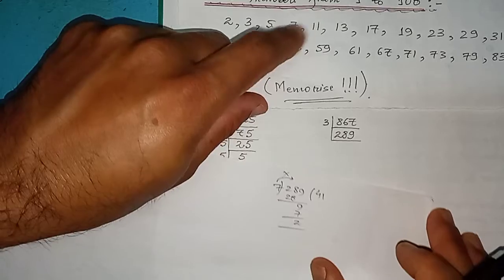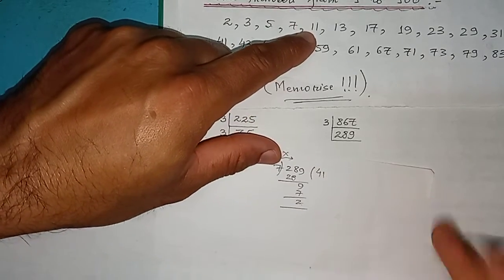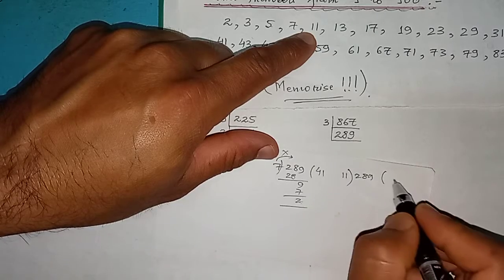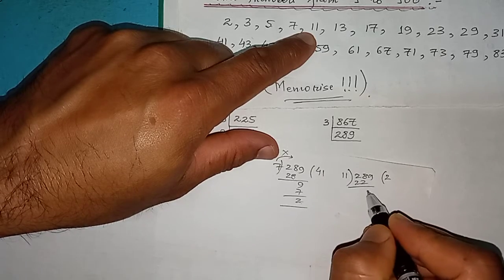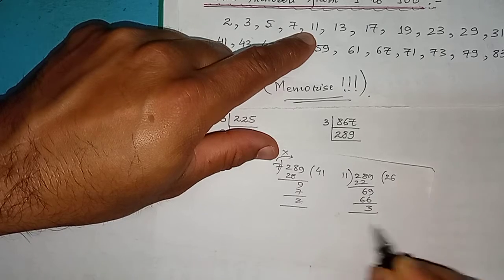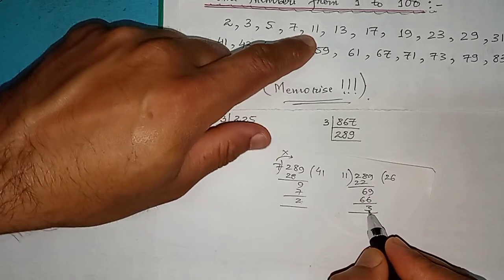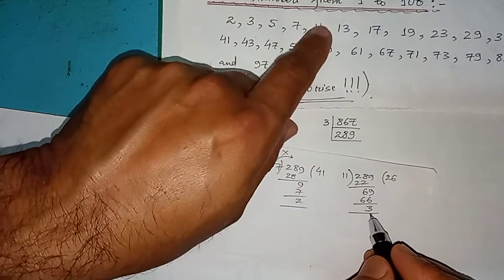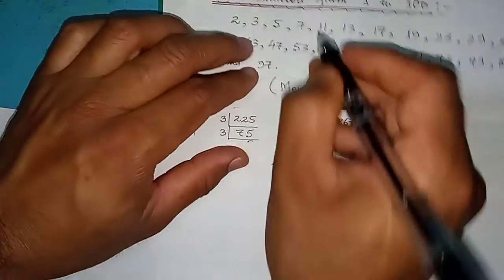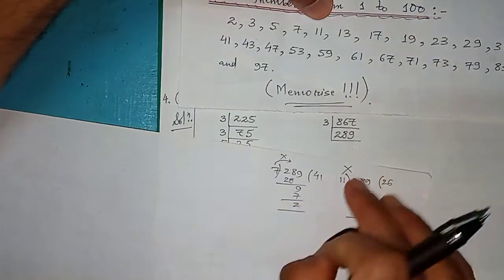Now whose turn is next? Now we should try by 11. So again 289, let's try to divide by 11. 11 2s are 22, then 6 9, 11 6s are 66. And see, here also the remainder is not 0. When I divide by the next prime number 11, I see the remainder is not 0. That means 11 is also not a factor of 289.